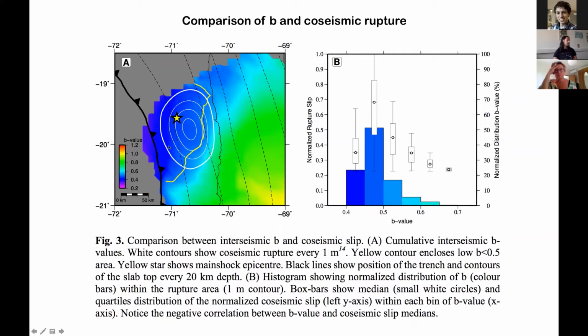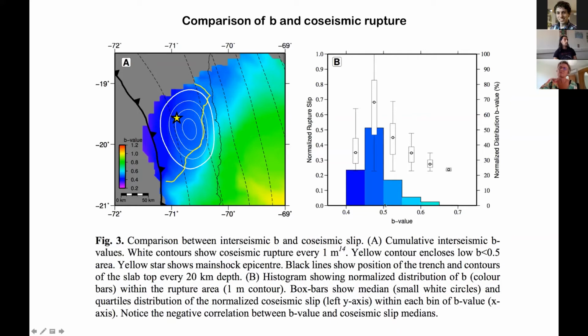The yellow star is the epicenter of the main shock. And we can see again that the area of low b-value coincides well with the area of coseismic slip. And what I'm showing at the right is, in a histogram, basically the same information. I'm showing the distribution of b-values, shown by the color bars here, in this area within the coseismic rupture.